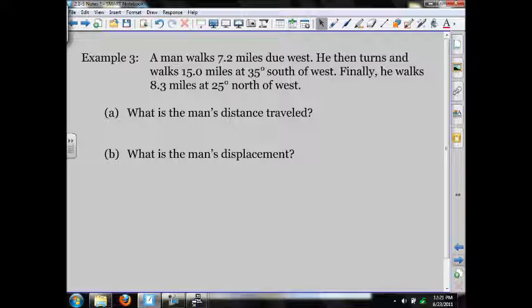Example 3, again, adding vectors. We're still adding them algebraically now. This one's a little more complex, though. Notice we have 3 vectors this time. A man's walking 7.2 miles due west. He turns, walks 15 miles in another direction, turns again.